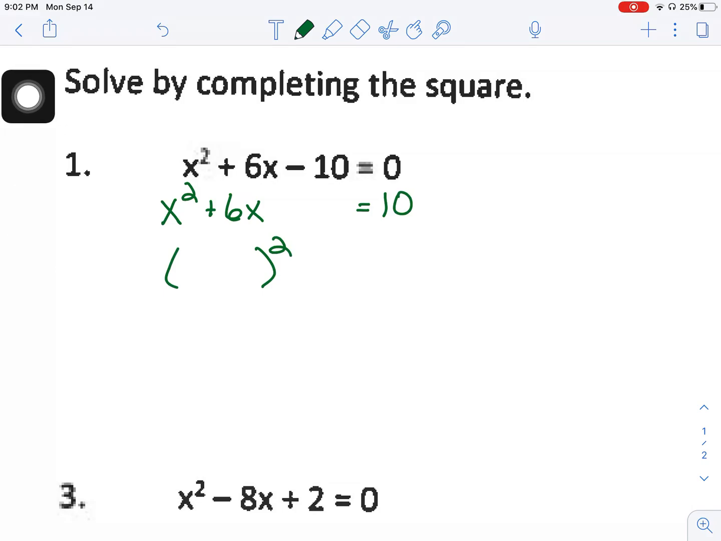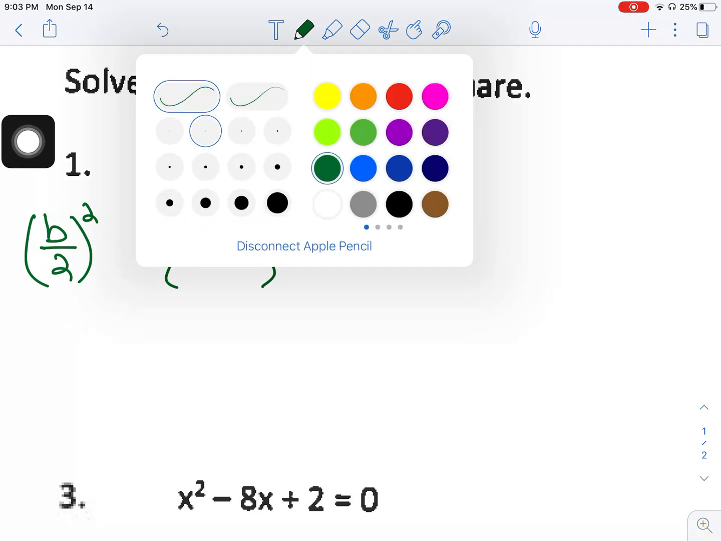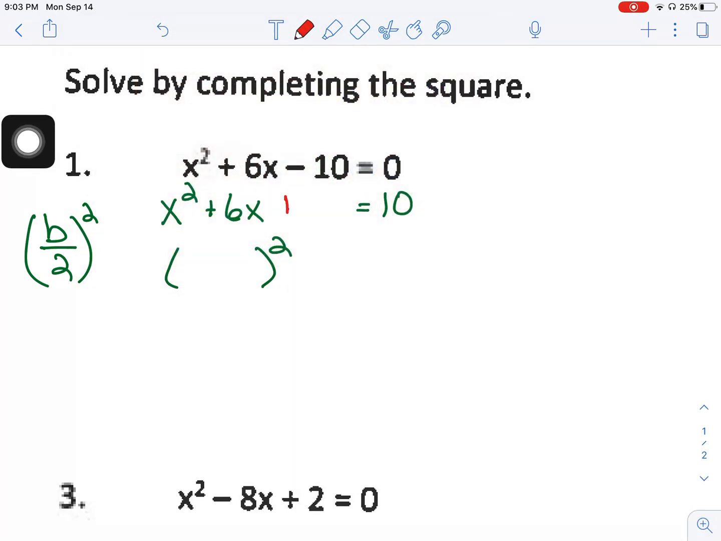Now, how do you find that? Well, you are going to take your b value, chop it in half, and square it, because that's completely normal. I promise you it does work, and I'll talk you through with some numbers here. So let's take 6, chop it in half. 6 chopped in half is 3. And if we take 3 and we square it, we would get 9. So what's going to go in this space is plus 9.